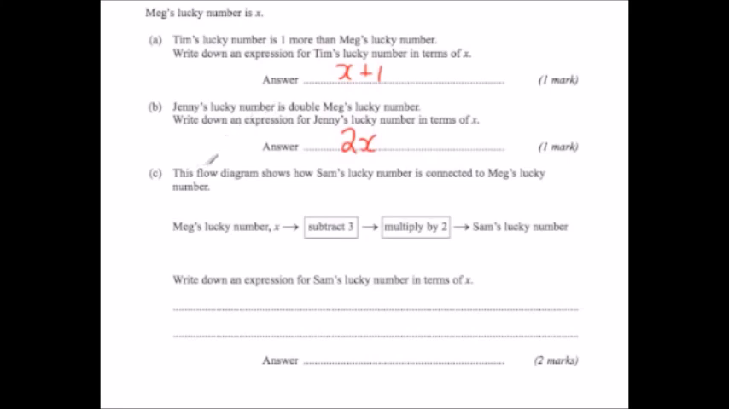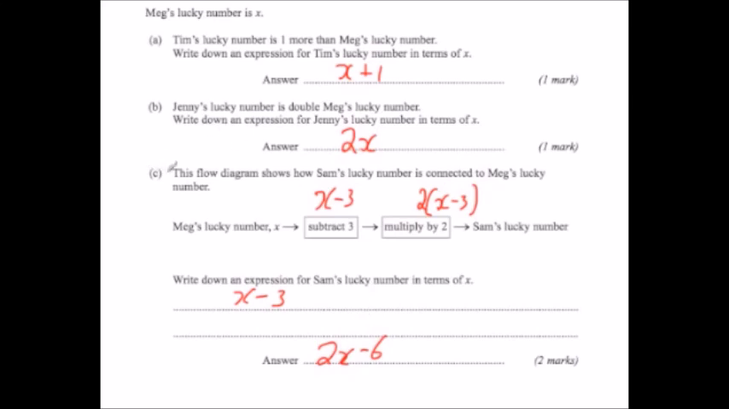The next question says, this flow diagram shows how Sam's lucky number is connected to Meg's lucky number. So Meg's lucky number is x, and it says subtract 3 and then multiply by 2, and that's Sam's lucky number. Well, there's 2 different ways to do this. The first bit is we're going to take x and take away 3, so that'll be x minus 3. And then we need to multiply by 2. Double x is 2x, and double minus 3 would be minus 6, so the answer would be 2x minus 6. Some people, instead of multiplying this x minus 3 by 2, would just write it as 2 bracket x minus 3. But if you expanded it, you get the same thing.